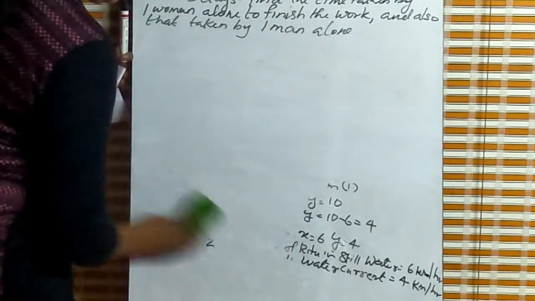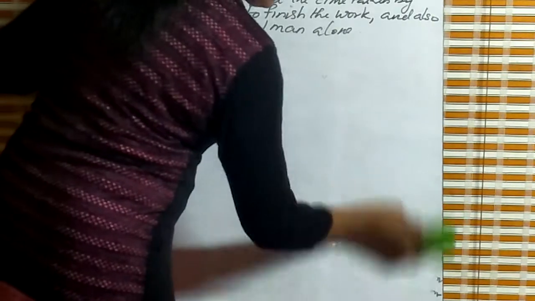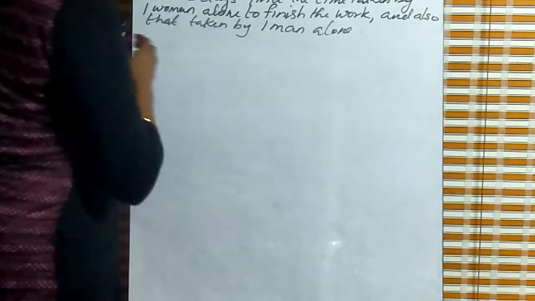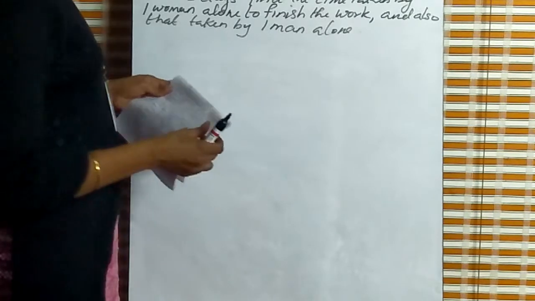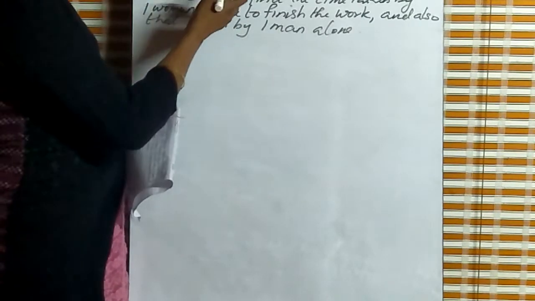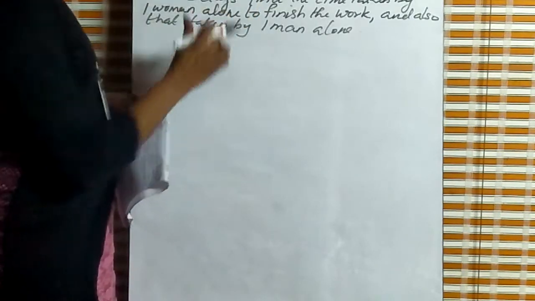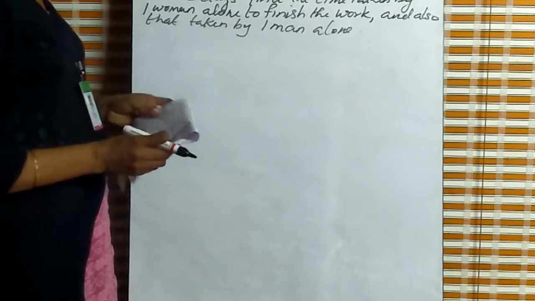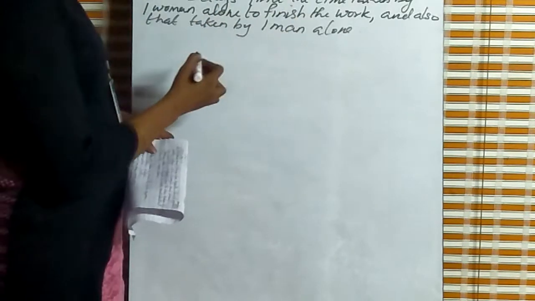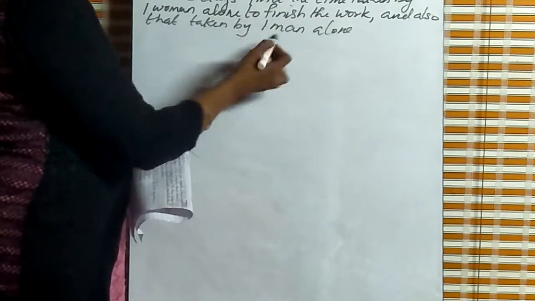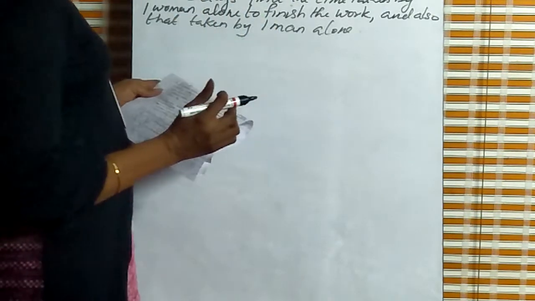Read the question. Question 2. 2 women and 5 men can together finish an embroidery work in 4 days, while 3 women and 6 men can finish the work in 3 days. Find the time taken by one woman and one man alone to finish the work.